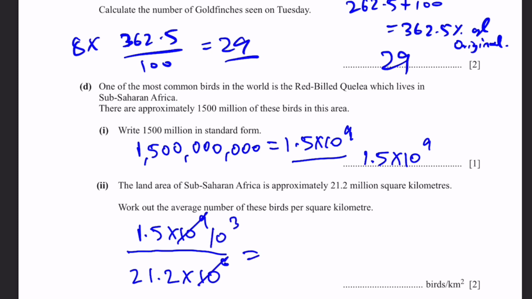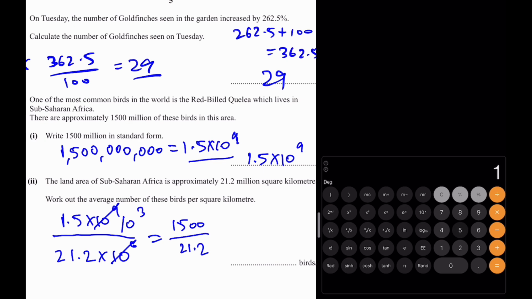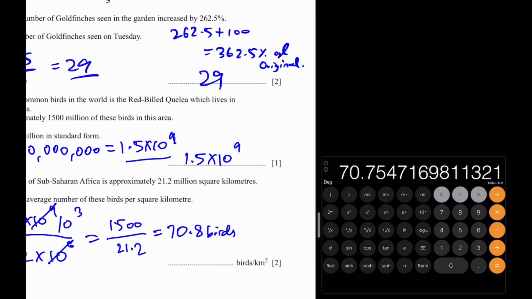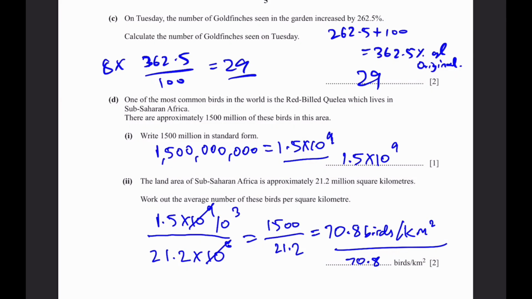And we get 1,500 divided by 21.2. And using our calculator, here we go. 1500 divided by 21.2, which is 70.8 birds per kilometer squared. That's our answer, 70.8. Now let's go to question number 3.